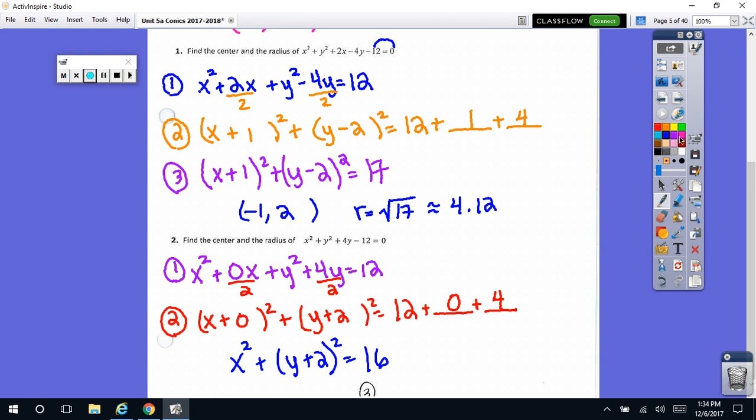Okay, again, now you can pull your center and radius out. That is our goal. That's why we're doing this. So our center x coordinate is 0. The y coordinate is -2. And the radius is the square root of 16, which is 4.